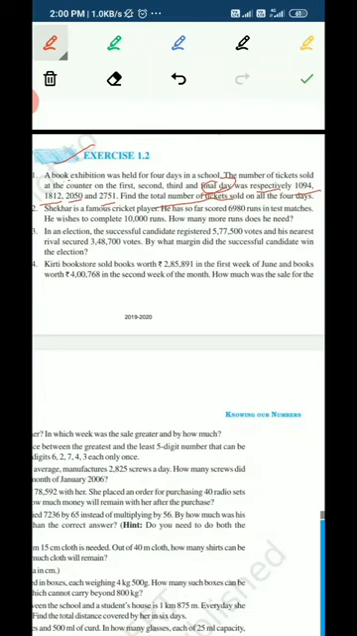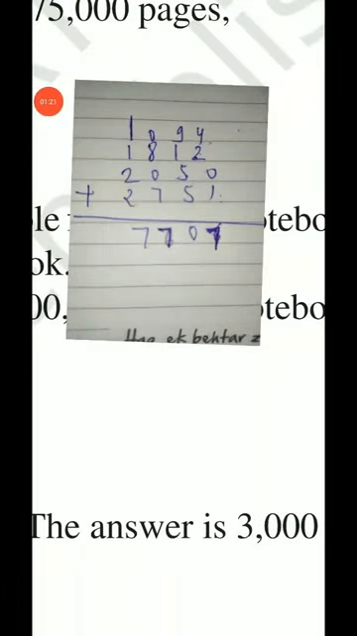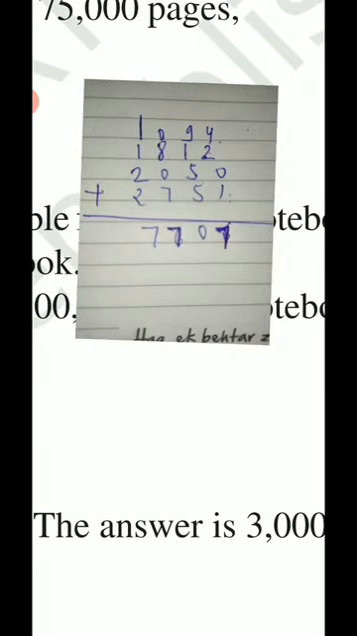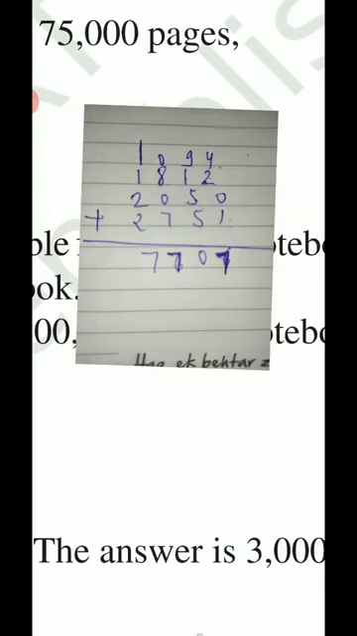So we have to add 1094, 1812, 2050 and 2751. We have to add these whole numbers, and what we get after addition will be the total number of tickets sold. So for the total number of tickets, we will add 1094, 1812, 2050 and 2751. I hope you can understand the addition, how I have done this.